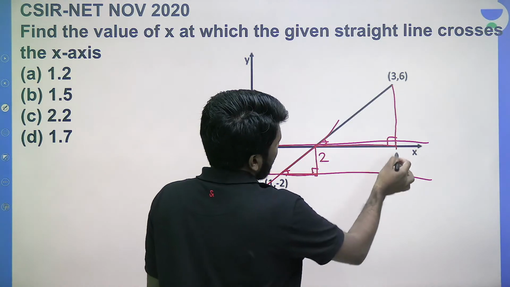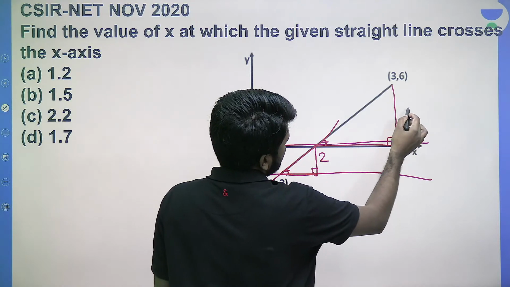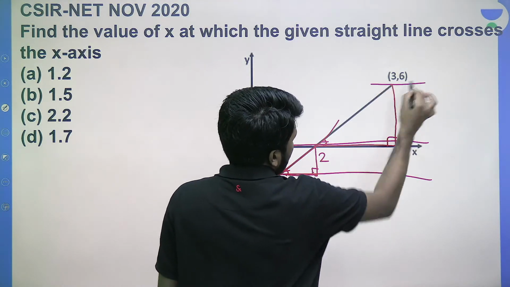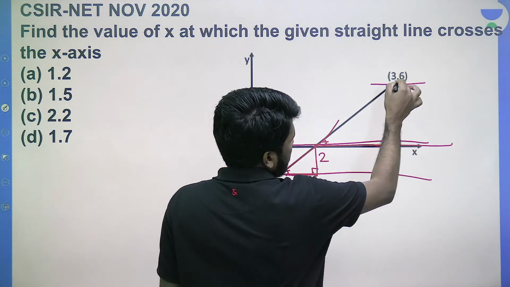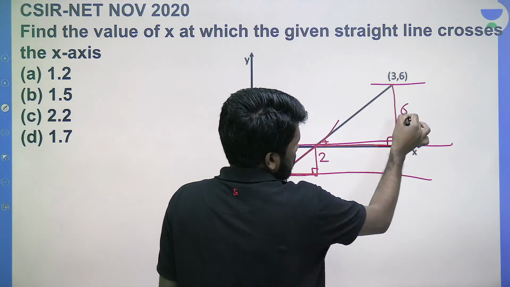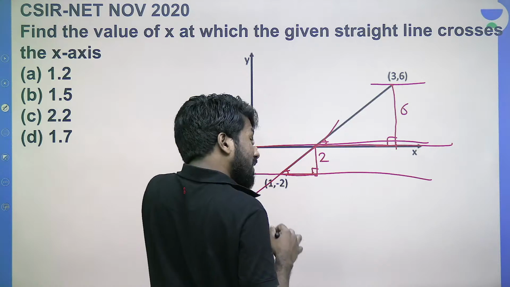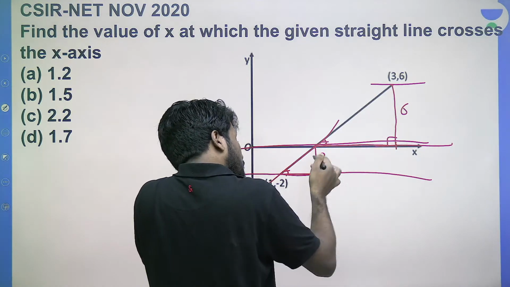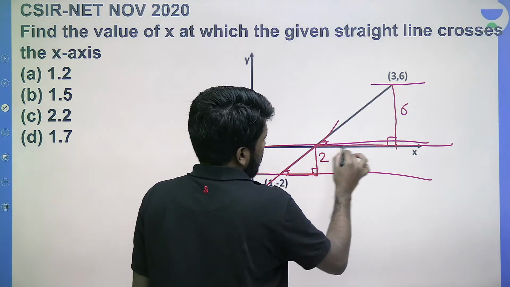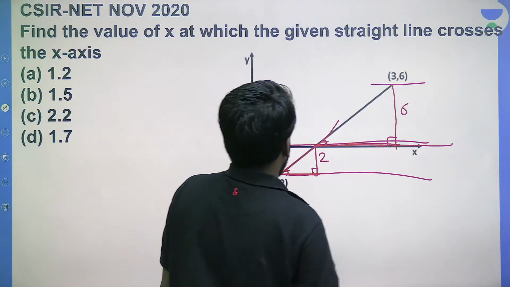This line will be 2 and this line will be 6, because vertical movement, like we did in the previous question. 6 minus 0, 6 will be the vertical line. This is 0 minus 2, 2 will be the vertical line. That means 6/2 itself will be the ratio of this to this also.